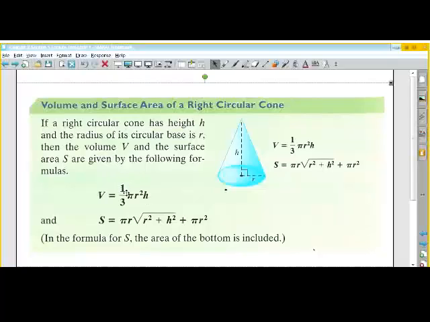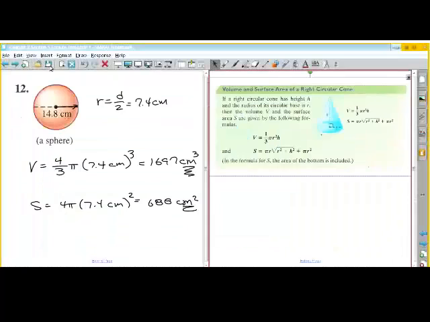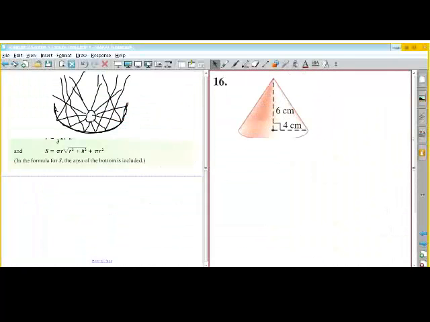Anyway, those are the formulas. If you need them, you can look them up. Make sure these are cubed units. Those are squared units.